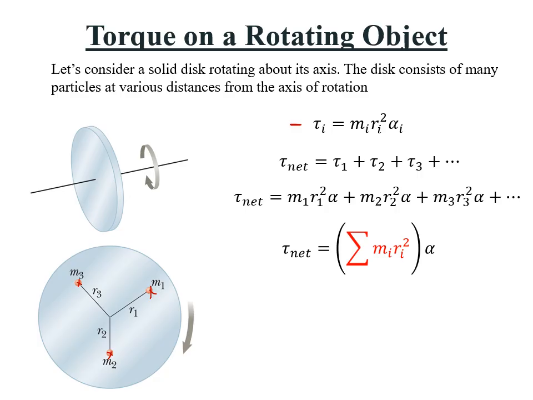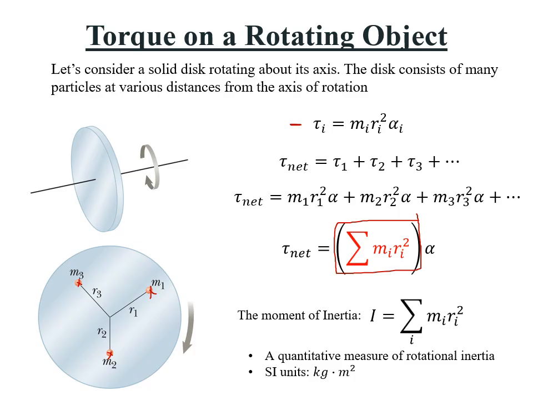A more compact way of writing this: since angular acceleration is the same because all of these points are located on a rigid body, we can have this summation. And as you remember, this term was what we defined as moment of inertia. So this is another way of coming to the conclusion of what moment of inertia is. Moment of inertia is the mass distribution.